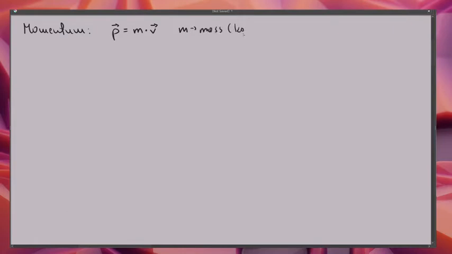So m, mass, we want to be in kilograms. v is velocity, it's a vector, we want it in meters per second. And p is the symbol for momentum. Now, units of momentum: there are no specific units of their own, we just have units as such. So we have kilograms times meters per second for momentum.